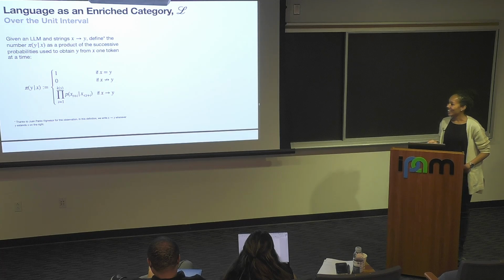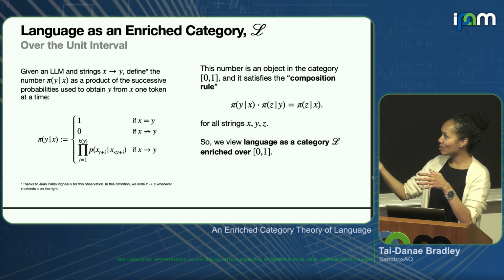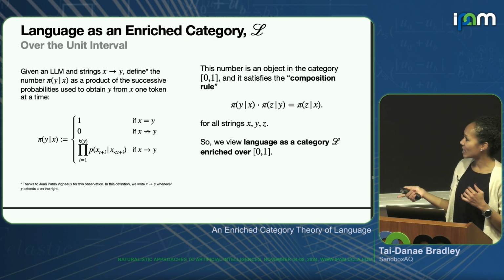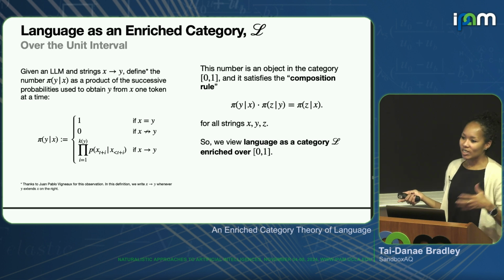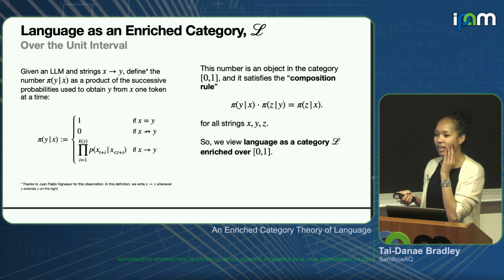Yeah, thank you. So from this perspective, you now have a way to associate an object in the unit interval to a pair of strings that satisfies the composition rule. So when you write this out, you get this for all strings. And so the punchline is, when you recall the definition of an enriched category from a few slides ago, you can now think of strings in language as a category enriched over the unit interval. Before I called our unenriched version L, sans serif L, but now we can view this enriched version as a script L. Was there a question in the back?